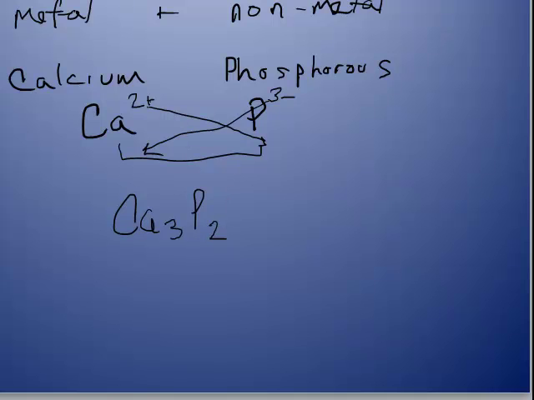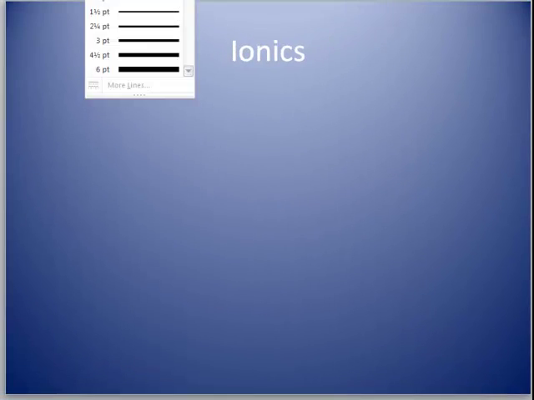When we go to name that compound, we name the first element, which is a metal, calcium, and then we name the second element, but we drop the ending and then add IDE. So we would say calcium phosphide, IDE ending. All right, let's take a look at just a few more examples.